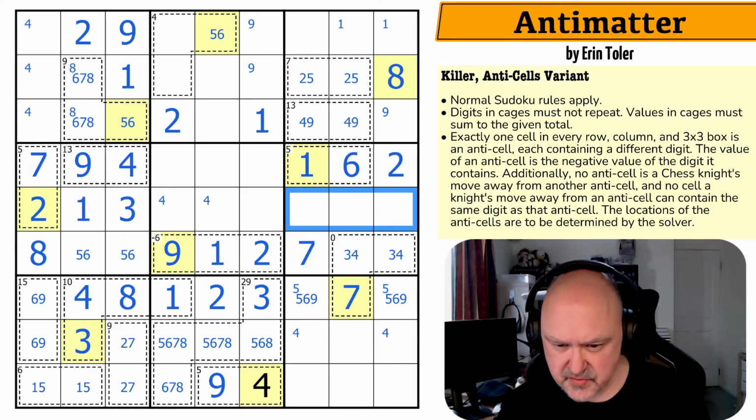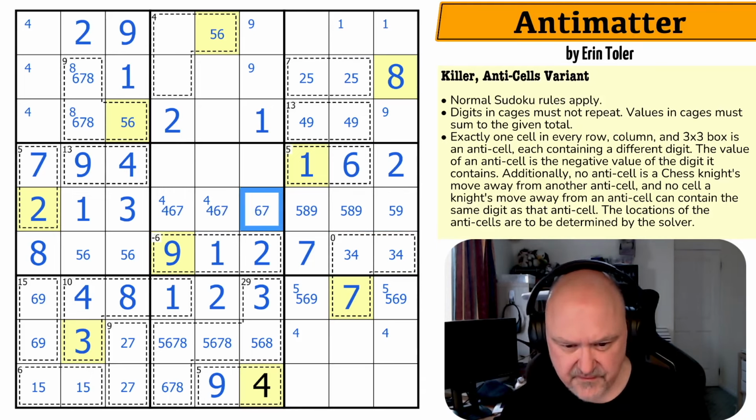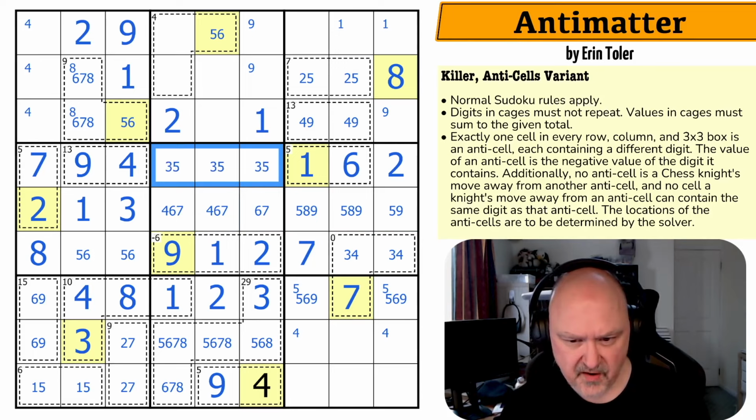So these, 1, 2, 3, 4, 5, 8, and 9, there's no 8 there. So these, 1, 2, 3, 4, 5, 6, 7, 4, 6, and 7, there's no 4 there. So 1, 2, 3, 5, 8, there's no 3 there.